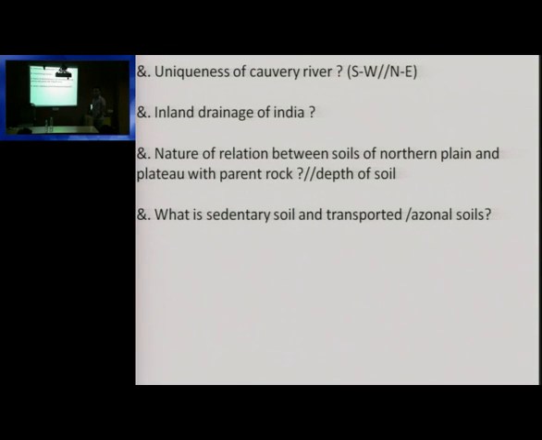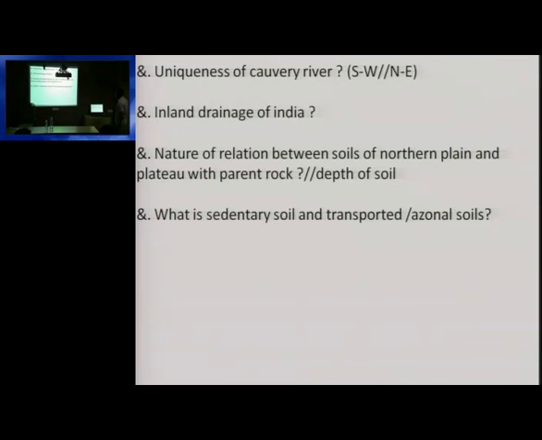Inland drainage of India. What is inland drainage? Inland drainage is when the flow of water does not meet the sea or a large body of water or the ocean, but remains inside. That is called inland. In India, you will find it in two places. One is in the Ladakh region, the other one is in Rajasthan, Sambar, like that. Okay.